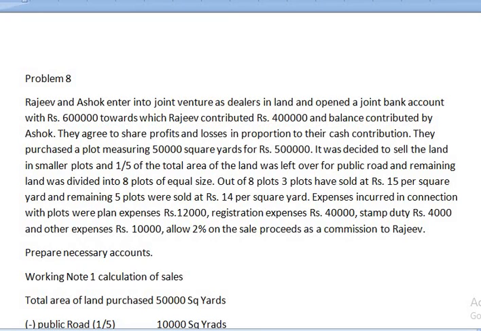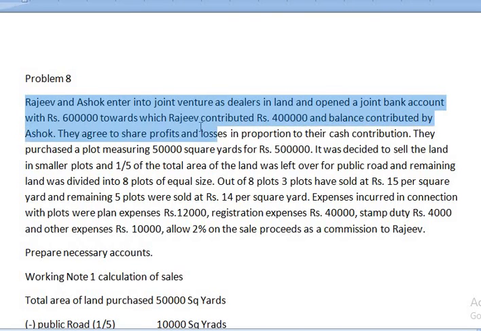The problem is Rajiv and Ashok entered into joint venture as dealers in land. Here Rajiv and Ashok both are land dealers and they opened a joint bank account with rupees 6 lakh. Total money deposited into the bank is 6 lakh. Of the 6 lakh rupees, Rajiv contributed 4 lakh and the balance was contributed by Ashok.